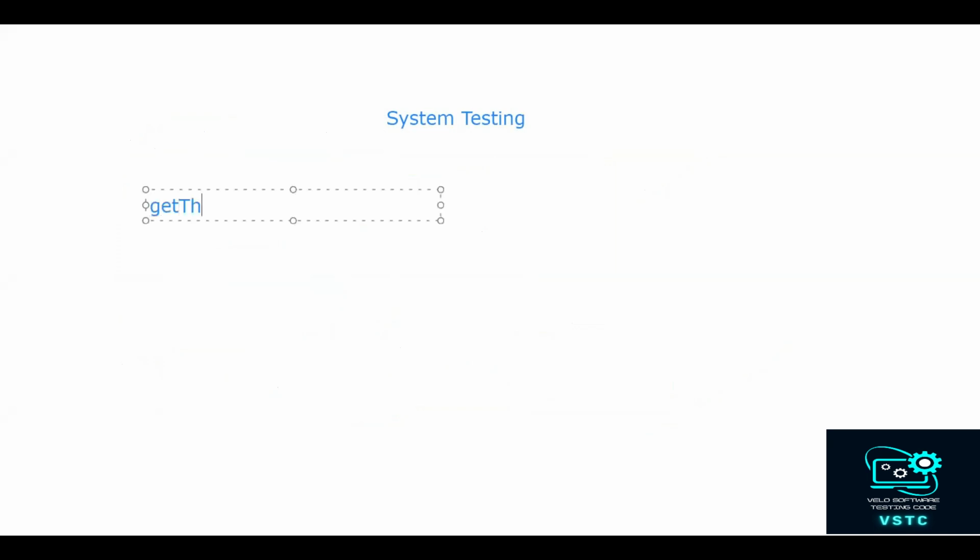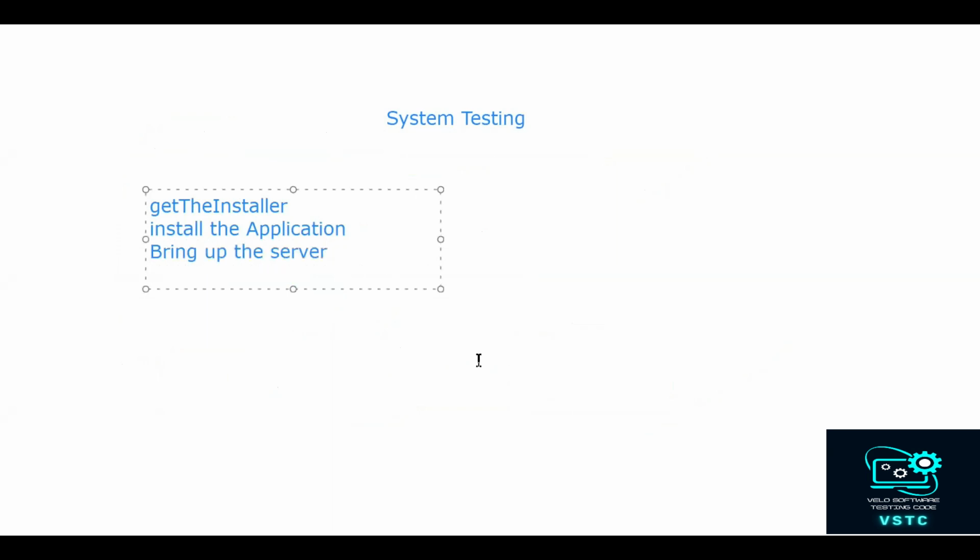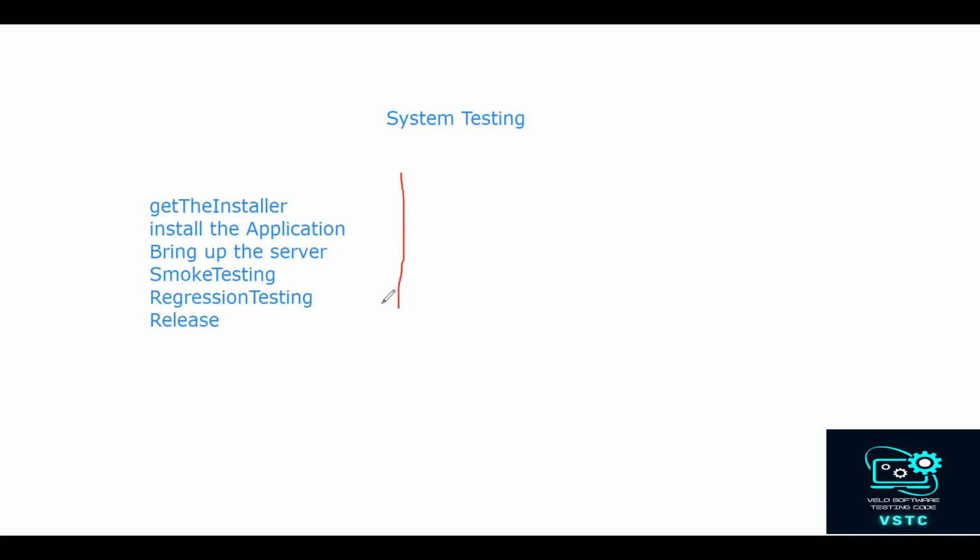Get the installer from the development team. Install the application. Bring up the server, and then do smoke testing. And then do regression testing. And release it. So a complete flow of the application is called system testing. Simple. System testing is nothing but the complete flow.